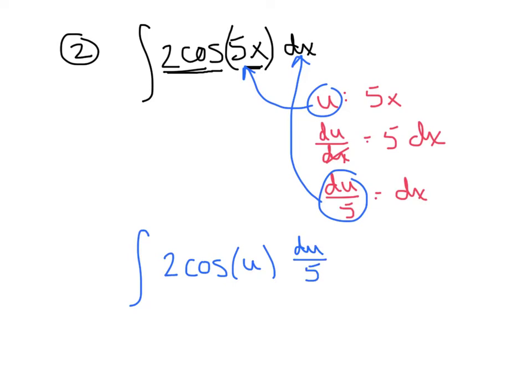And what we're going to do is clean up these coefficients a little bit. I've got a coefficient of 2/5, and I'm just going to pull it out front and focus on integrating the cosine of u with respect to u.